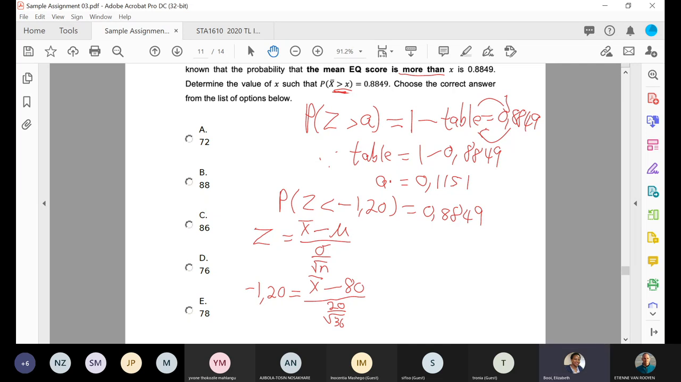So, cross multiplying 20 divided by 6, I'm just going to write an arrow that goes there. So we can rewrite this as minus 1.20 times 20 divided by the square root of 36 plus 80, because I need to move 80 to the other side, and I'm left with my x bar there. So what is the answer? 76. So therefore, our answer is D.